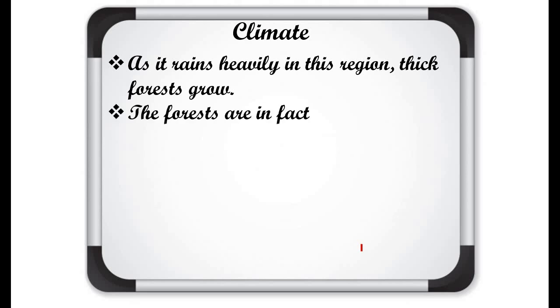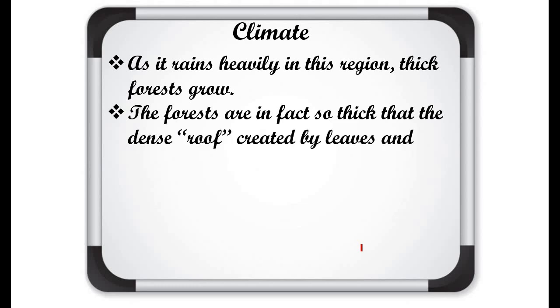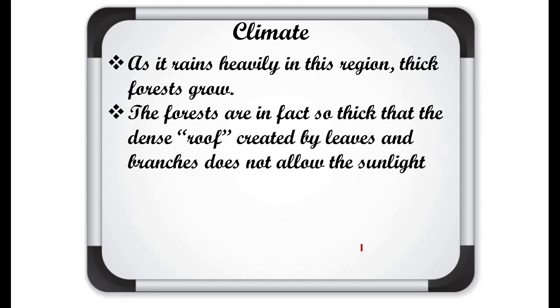The forests are in fact so thick that the dense roof created by the leaves and branches does not allow the sunlight to reach the ground. Yes, friends, in these thick forests, trees are so tall and dense, close to each other, that the leaves and branches cover each other. In this way a stage of leaves, a roof of leaves, is formed, which is also known as canopy. And this canopy does not allow the sunlight to reach the ground.